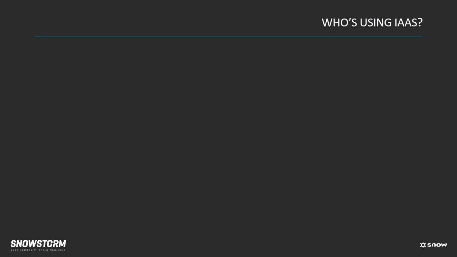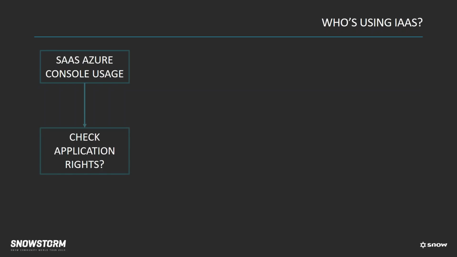So a couple of examples of how you can use Snow to really help you to not so much police, but ask the right questions at the right time, is something like SaaS Azure console usage. Azure console is exactly the same as any other SaaS application, and that means it can be detected by Snow. Now, if the user who's logging on to Azure is a well-known user and they have the application rights, which is something you can set in Snow, happy days, no problem whatsoever.